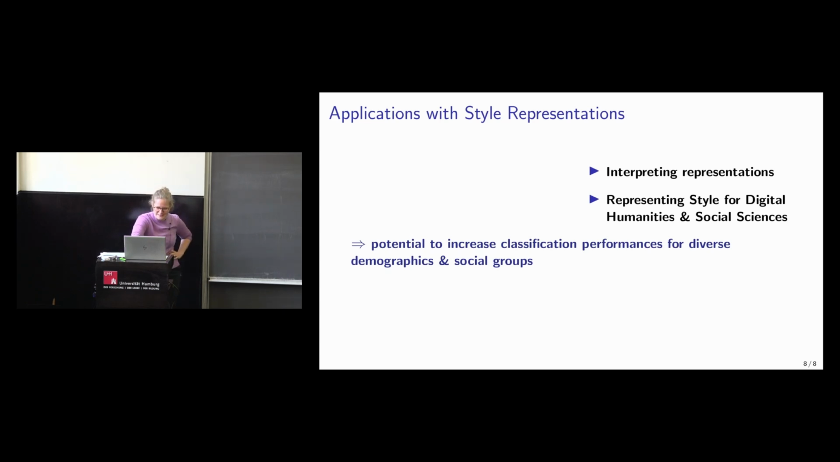But what we think style representations are really promising for, also in the field of natural language processing, is that they have the potential to increase the performance of natural language processing algorithms, for classification, maybe translation, for diverse demographics and social groups that might talk differently from, let's say, the average internet user for which these algorithms were typically trained.